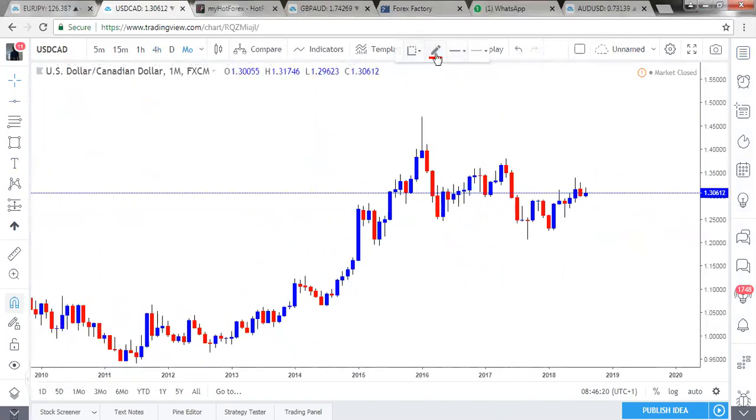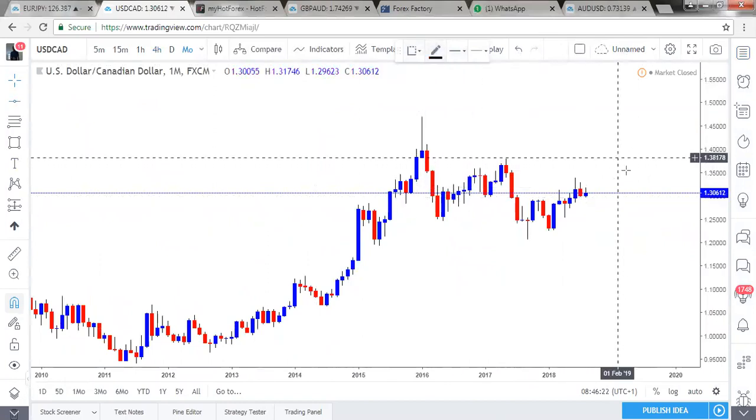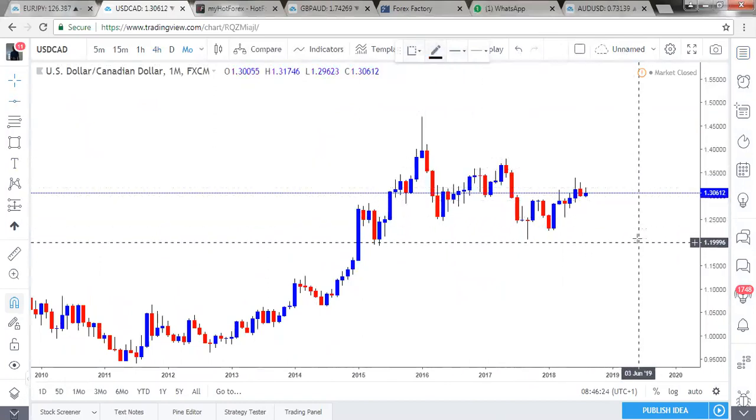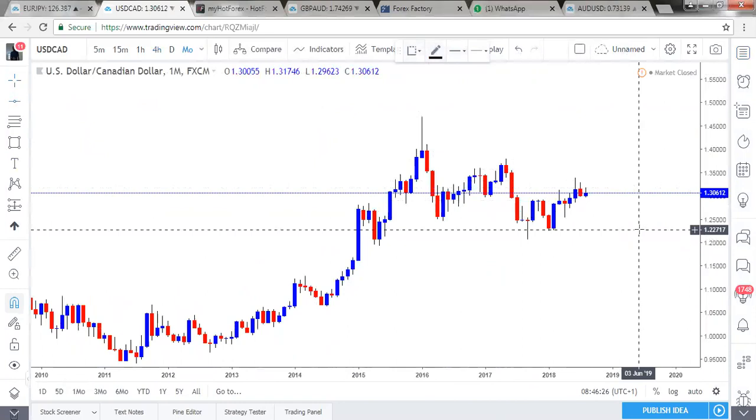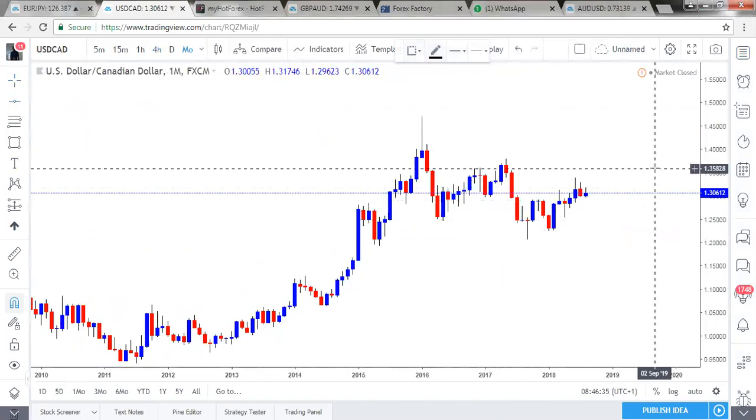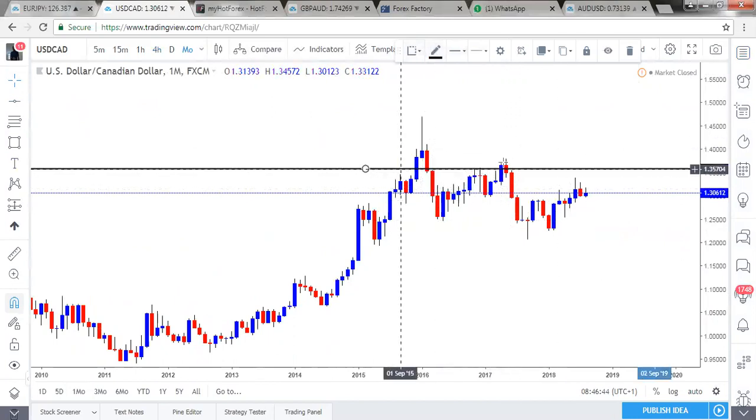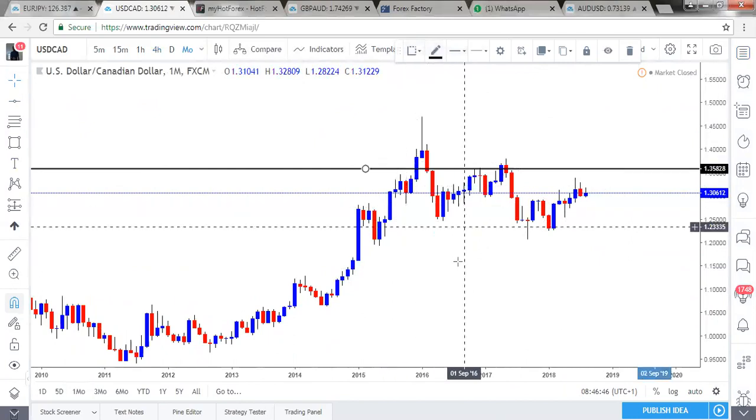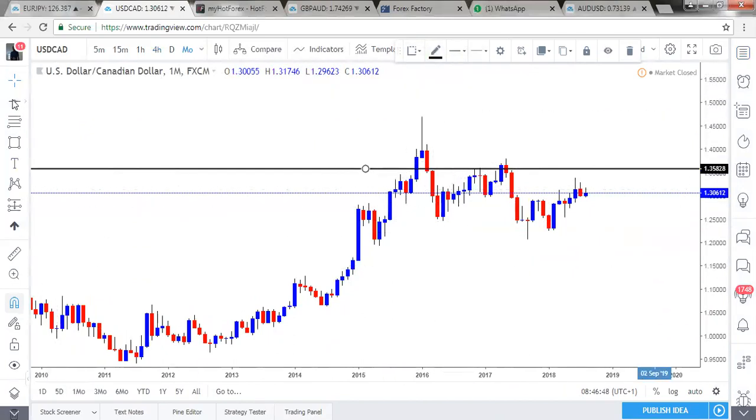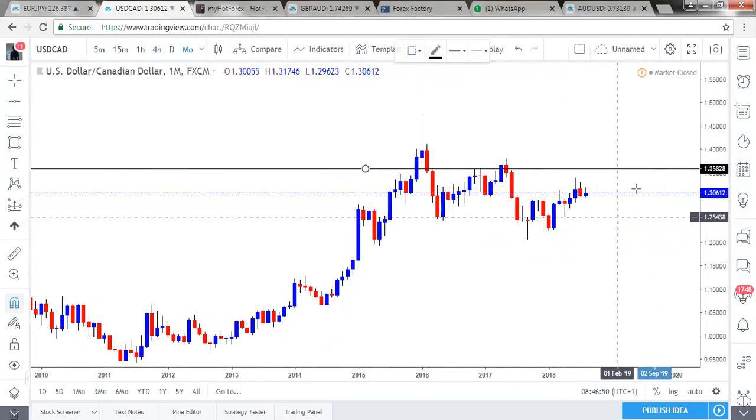So my horizontal line, if I look closely, I can see on this part, I think I have one here. At the top here, I have one. So I'm going to click on this. Now I can see 1, 2, 3, 4. Then there's another one here. So we have some kind of reaction on this particular zone. So I'm going to take that as my resistance for now, because the price is currently below.